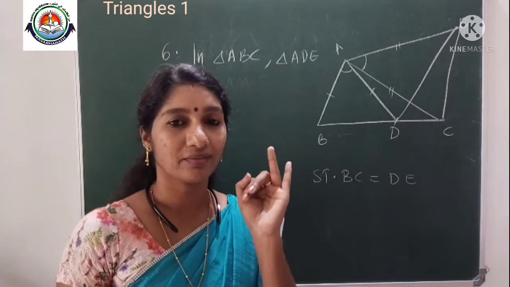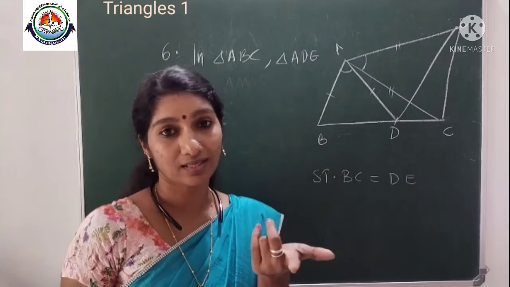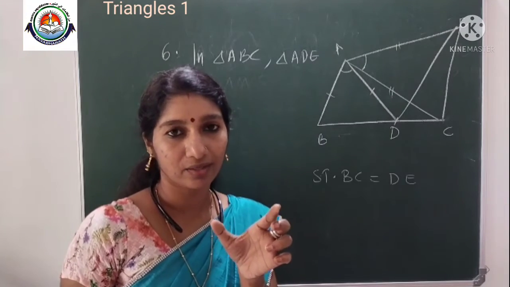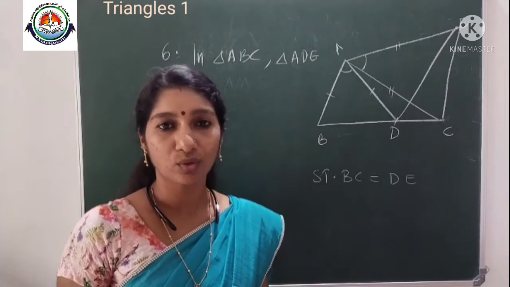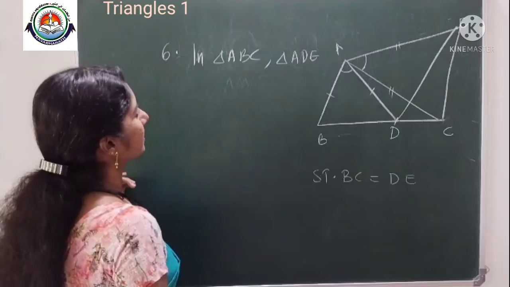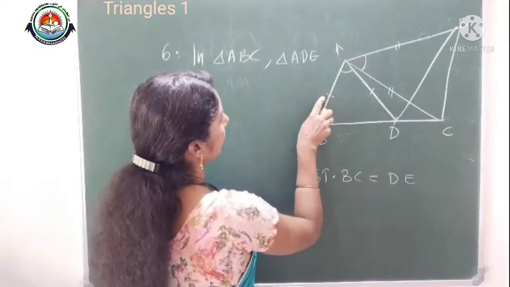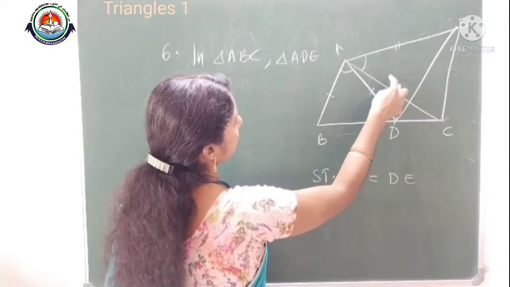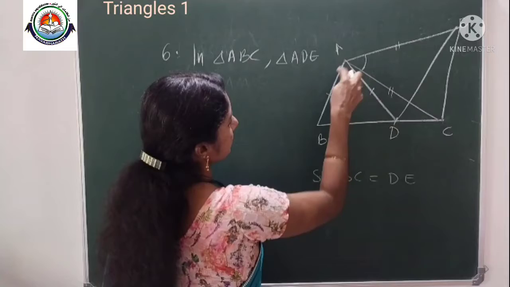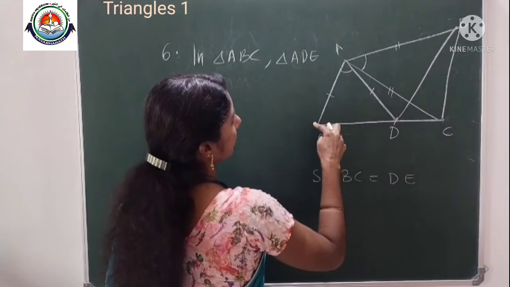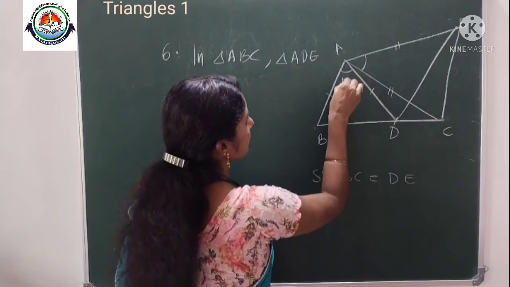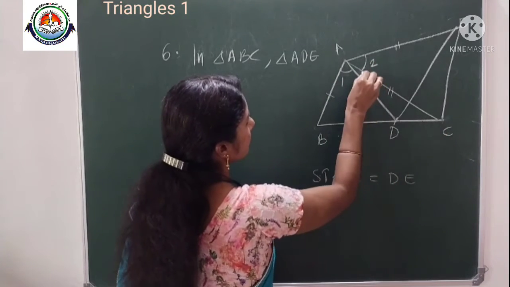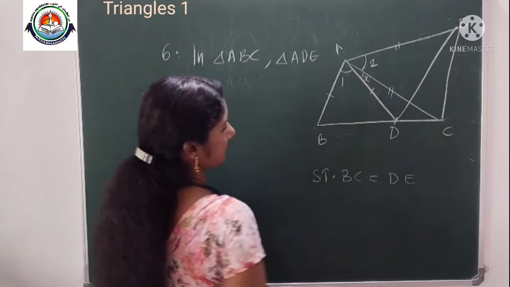So we will think if it is possible to get one angle equal, that means the included angle, then we can prove the two triangles are congruent. So for that, which is the included angle? AB and AC are the two sides. So the included angle is BAC. Angle BAC. I am marking this as angle 1, this as angle 2, and just giving this as angle x.